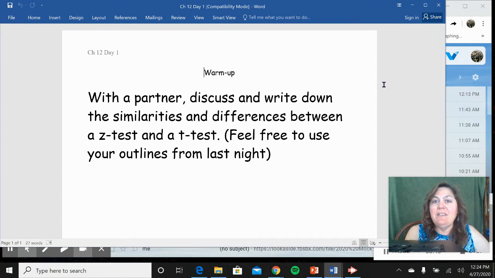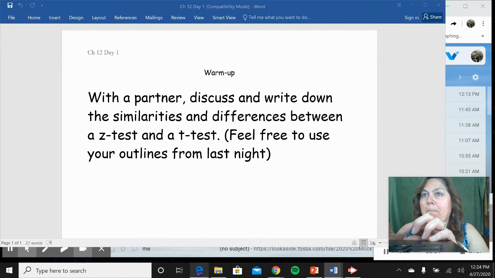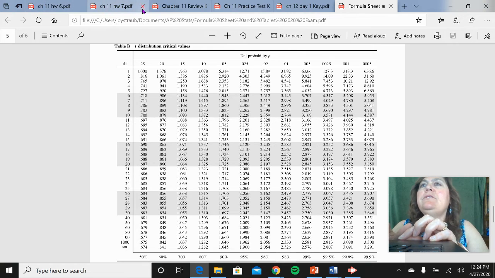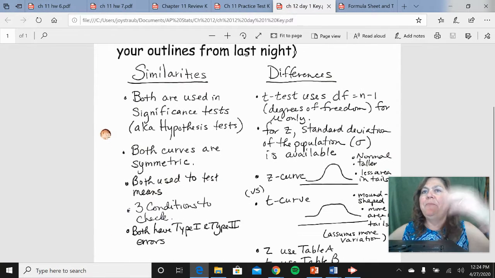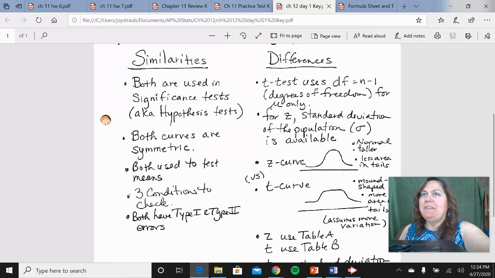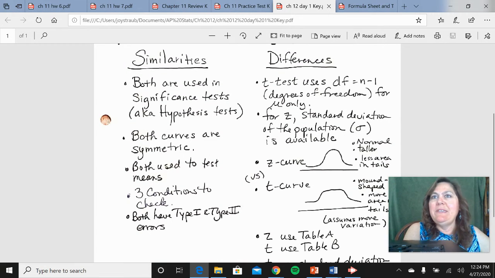So jot 3 similarities and 3 differences down into Edpuzzle for me, and then I'll show you a list for you to compare. So, I can find mine. There we go. Here's a list. Maybe you came up with some of these.